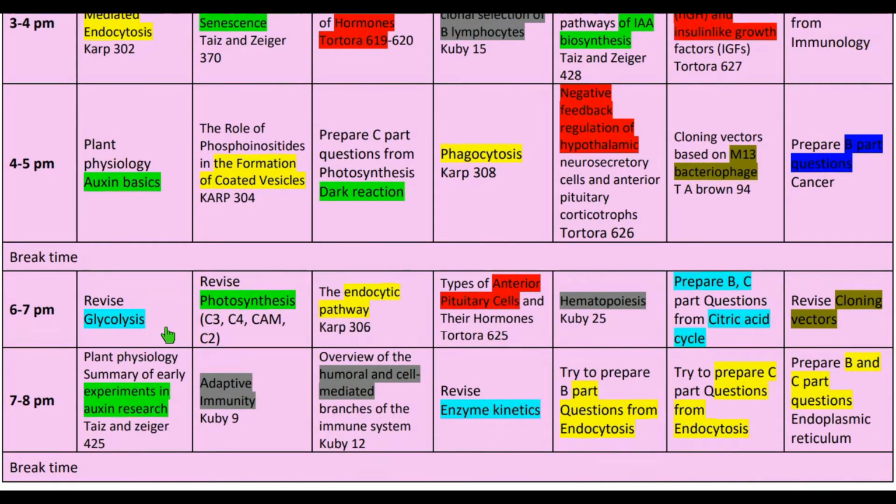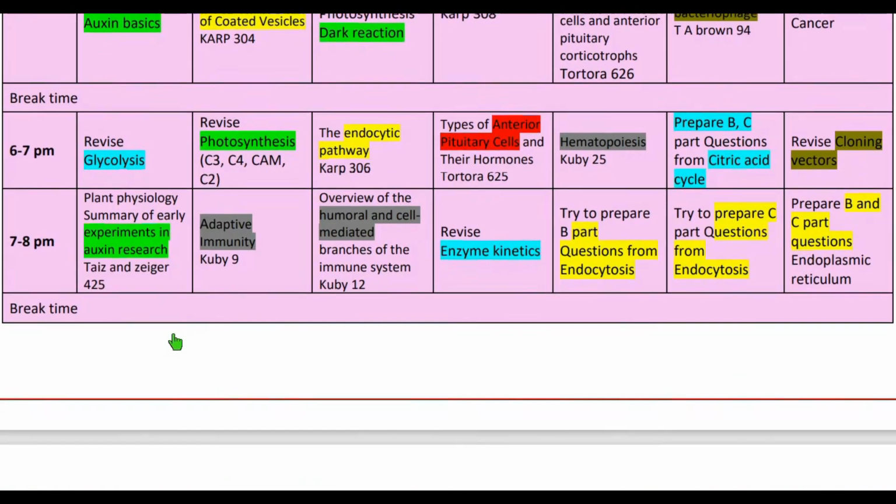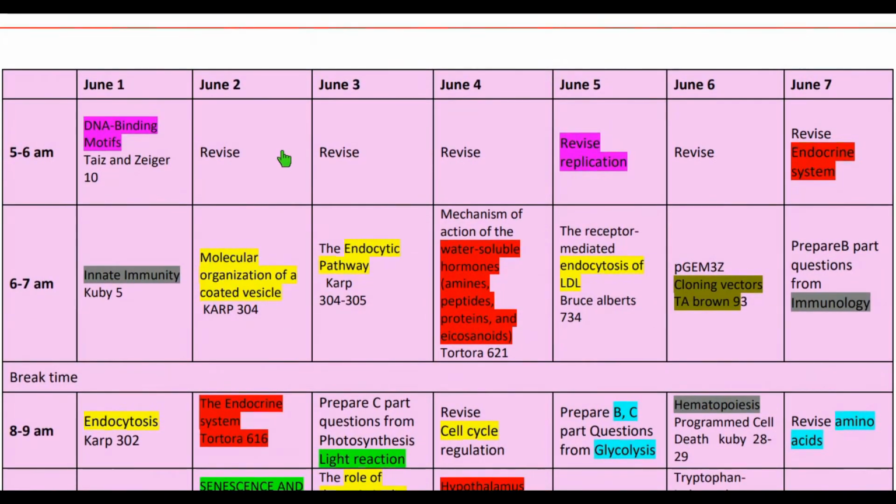6 to 7 p.m., revise glycolysis. 7 to 8 p.m., plant physiology. Study early experiments in auxin research. 9 to 10 p.m., study role of coated pits in receptor mediated endocytosis. 10 to 11 p.m., revise and prepare notes. June 2nd, 5 to 6 a.m., revise what you have studied on the previous day.